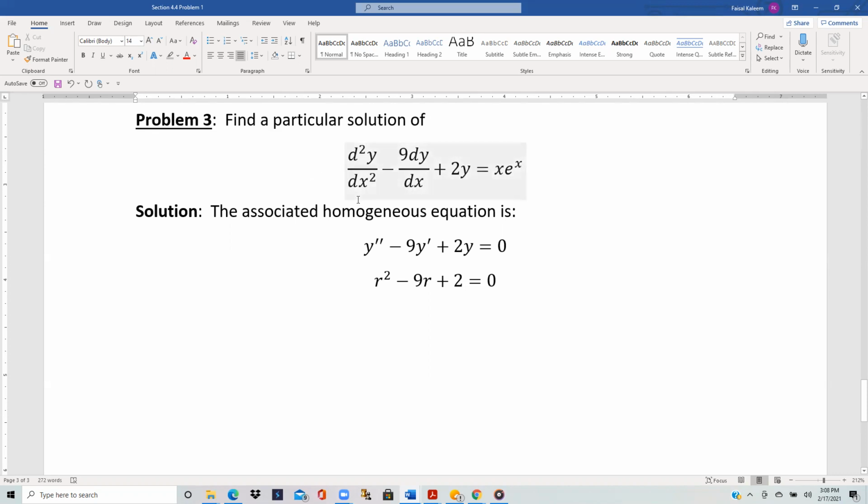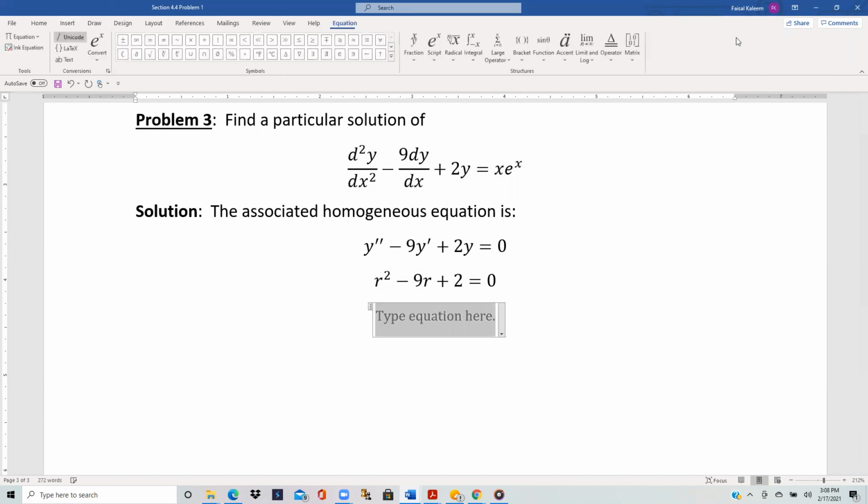And the same process. First, we look at the associated homogeneous equation. So I've just changed it into prime. Once we recognize that it's dy over dx, we can still use the prime notation. So y double prime minus 9y prime plus 2y is equal to 0. And the auxiliary equation for that is r squared minus 9r plus 2 is equal to 0. Now, this one doesn't factor, so let's use the quadratic formula on it.